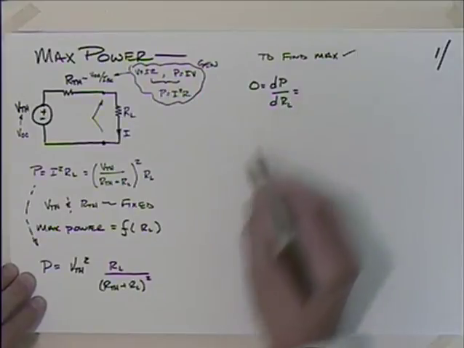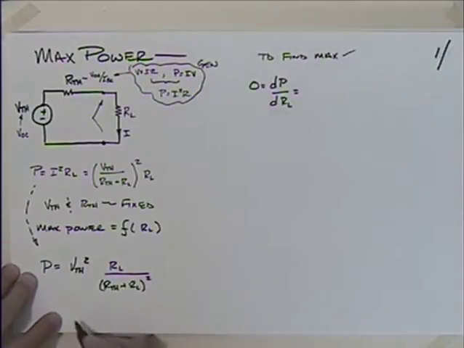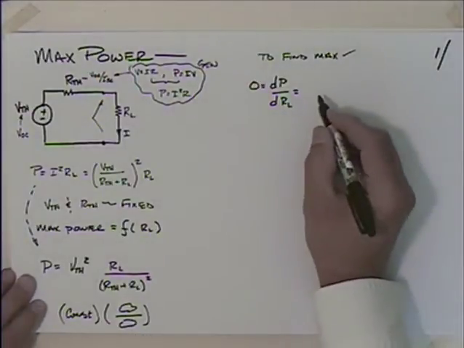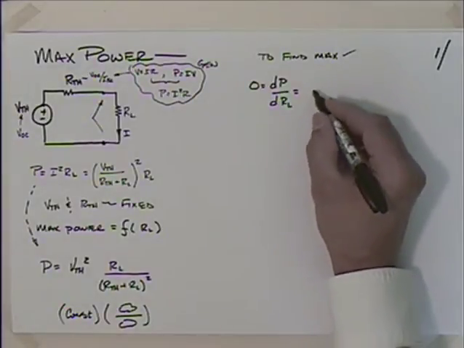So looking at this, we really have a constant times a quotient, right? We have a constant times a quotient. So I'll go ahead and, dealing with that, I'll look at the constant.